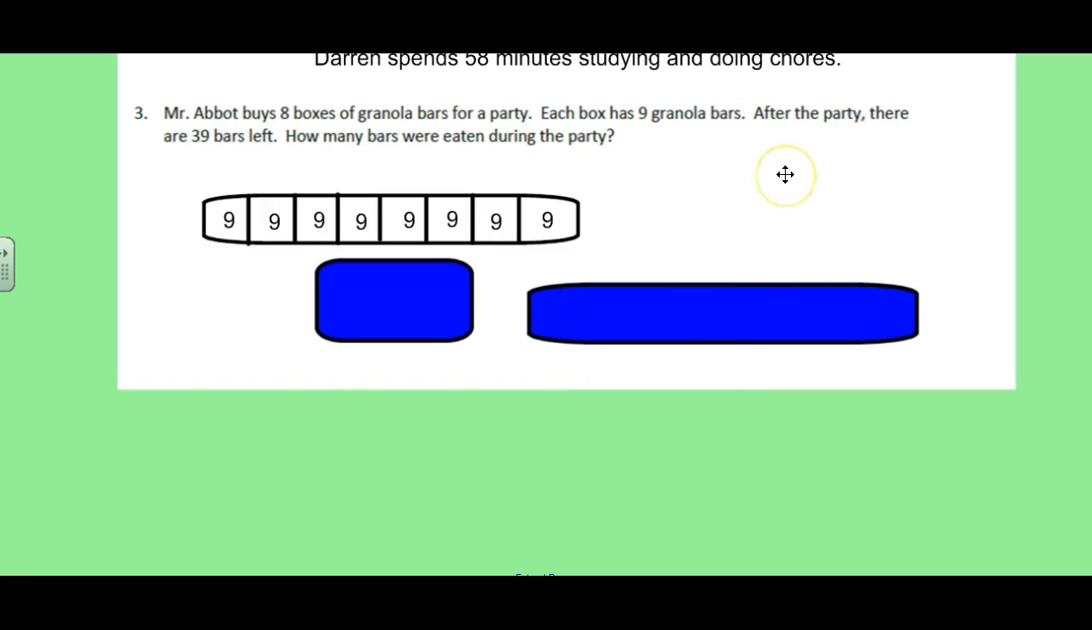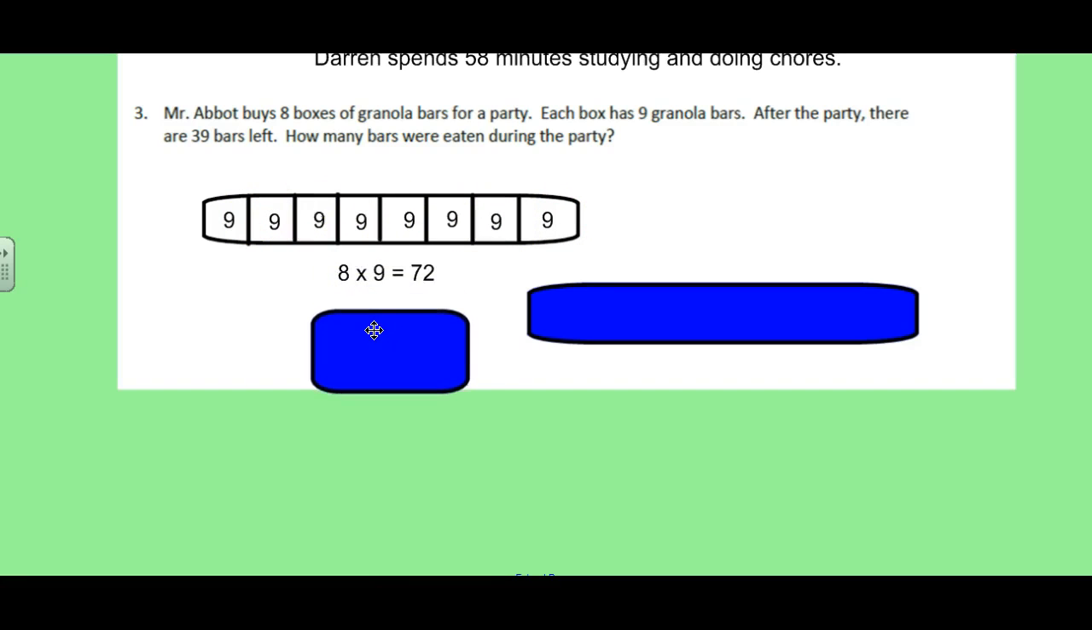The tape diagram that I was looking for was this right here. If you labeled it, that's fine. You did not have to though. This shows me that altogether that there are 8 boxes and that there are 9 bars in each box. The equation I was looking for was 8 times 9 is 72.